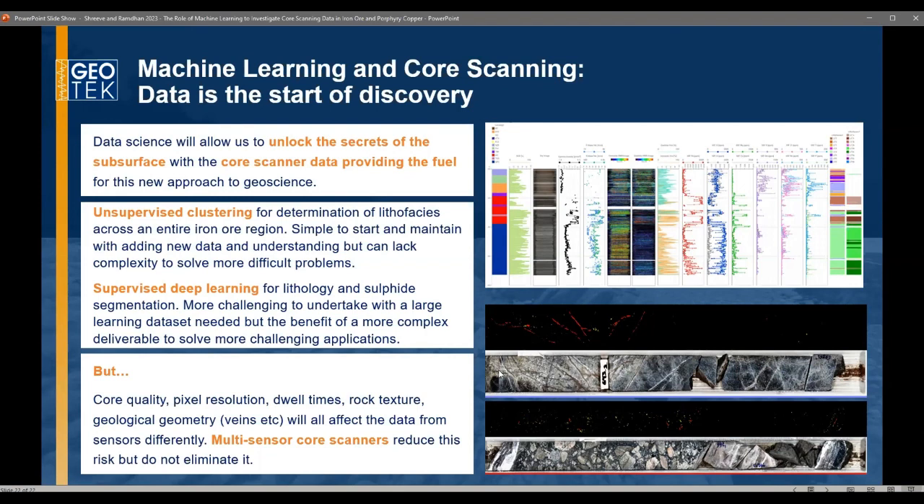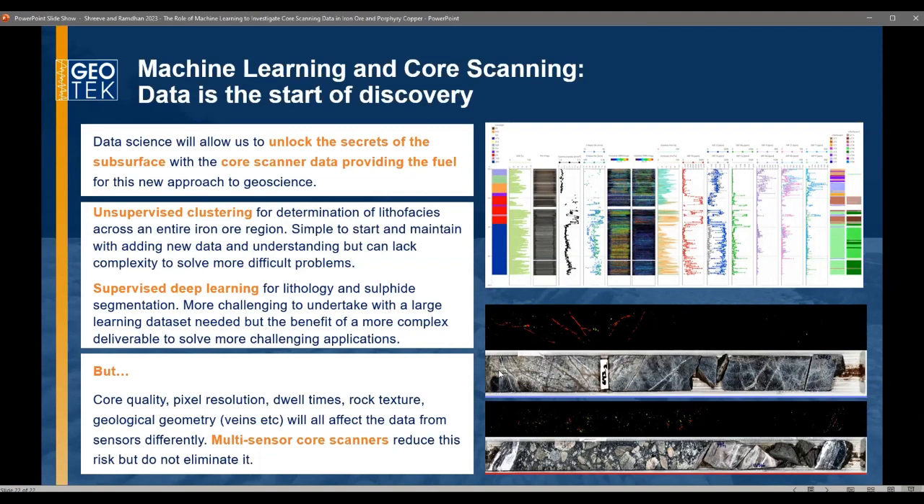It's much more challenging to undertake. You need a much larger learning data set. And of course, as you can see from our case study example, that learning data set can indeed need to be separated in a variety of different ways. But it does benefit from having a much more complex deliverable to solve a more challenging application, like in the case we've shown here with Xanadu.